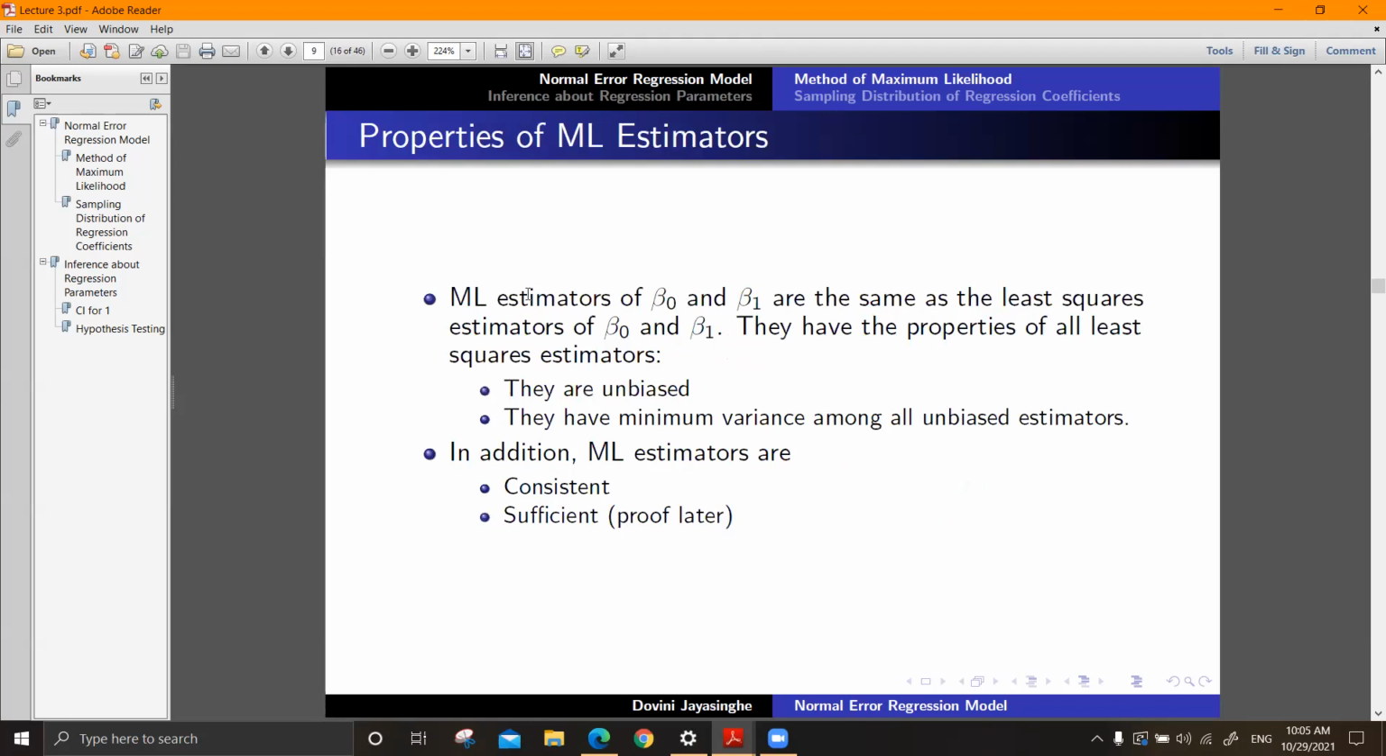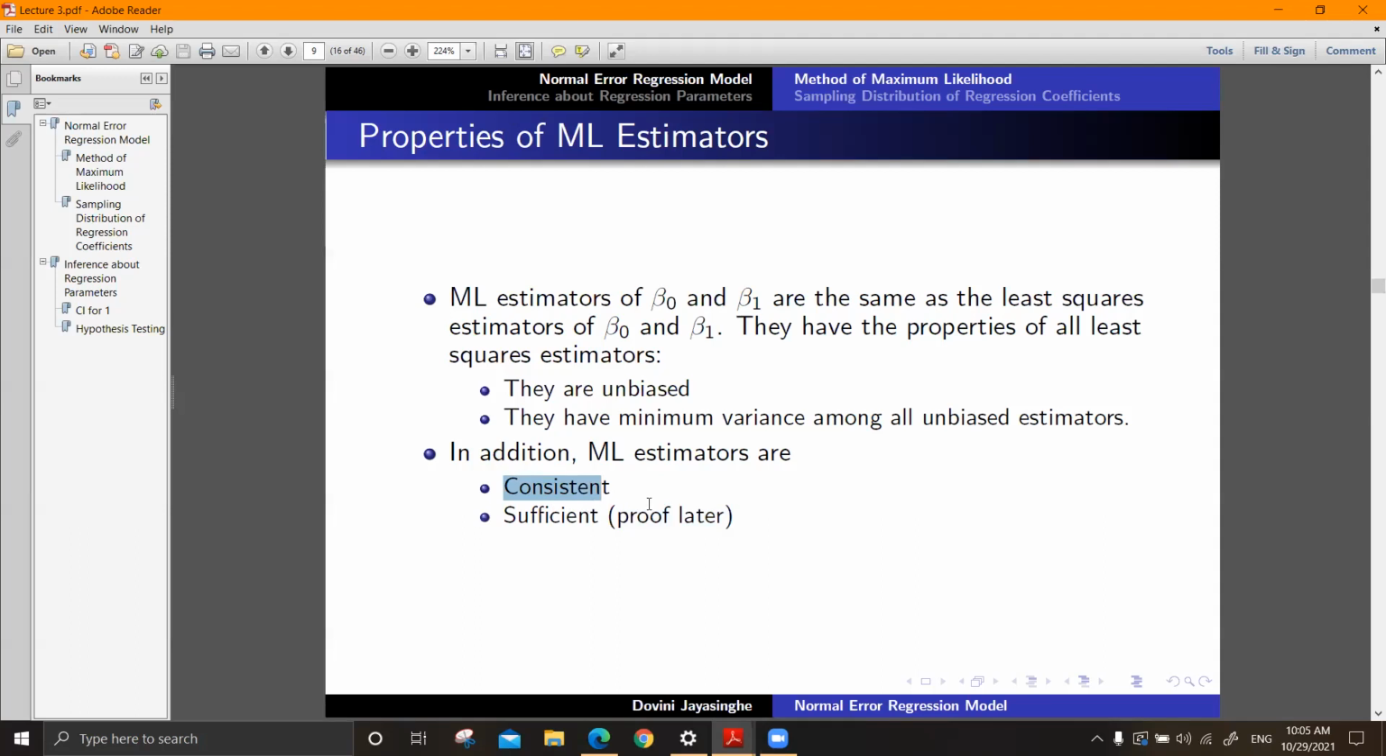And properties of these, of course, ML estimates of beta naught and beta 1 are the same as least squares. By looking at this, you can see, right? They have the properties of all least squares estimators. So they are unbiased. They have the minimum variance among all the unbiased estimators. So that is why they have a minimum variability. In addition, ML estimates are consistent and sufficient. So you don't have to do the proof even later. This is very advanced. These are discussed under advanced statistical inference courses. So this is not going to be covered within this course.